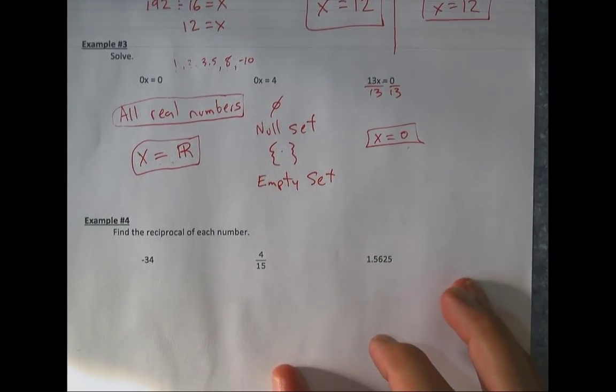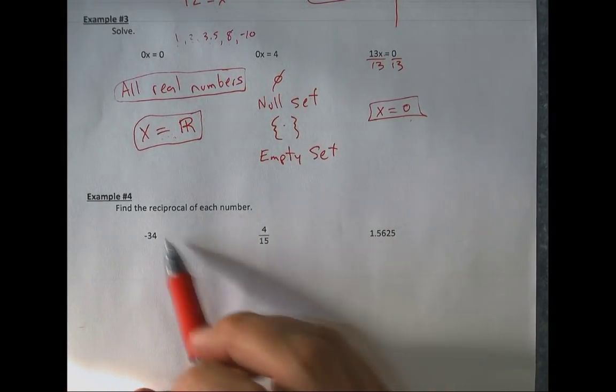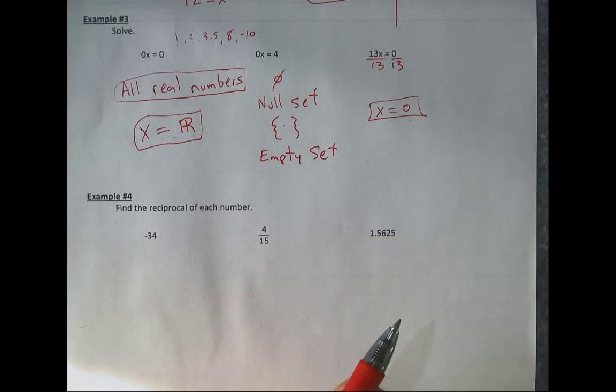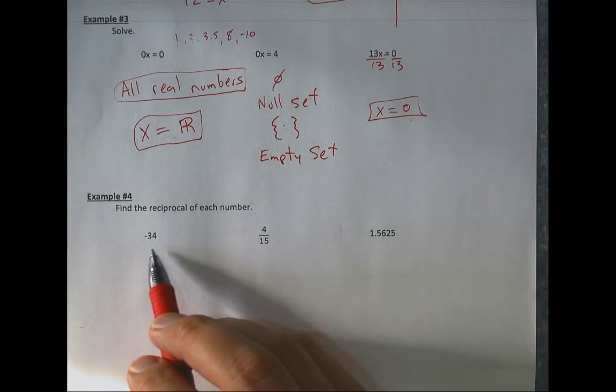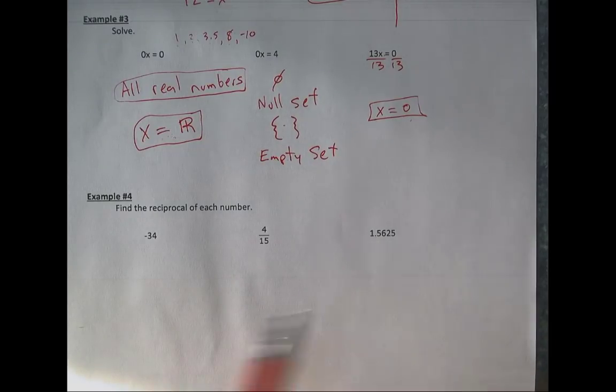All right, last one. Example 4, and I know this has been long. Thank you for bearing with me. We're going to find the reciprocal of each number. Reciprocal, kind of like the inverse. You're flipping it. You're pretending it's a fraction, or not pretending. You're turning it into a fraction and flipping it. If it's already a fraction, you're flipping it, and we'll talk about how do we handle the decimal.